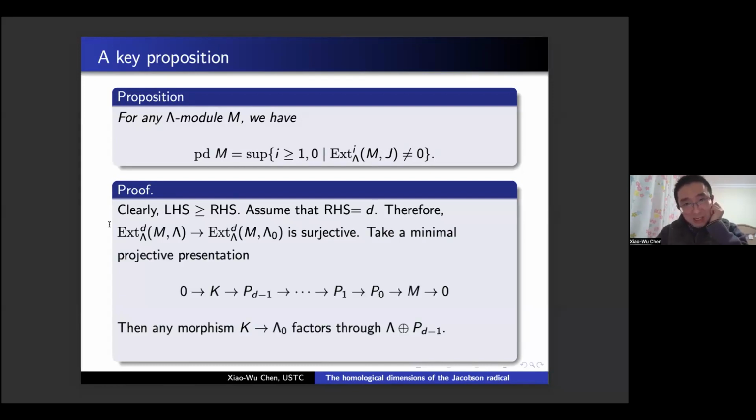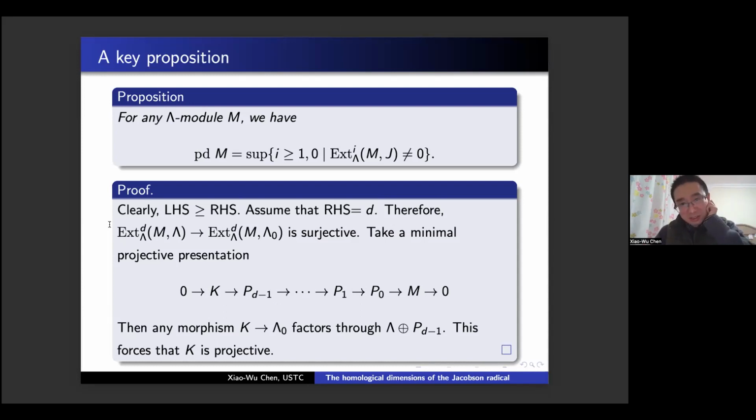We take a minimal projective presentation. Then you see that each extension of M to lambda 0 is a map from K to lambda 0. The above surjectivity implies that any map from K to lambda 0 factors through a projective module. Actually, this proves that K is projective. So this proves that the projective dimension of M is not bigger than D. So we have this proposition.